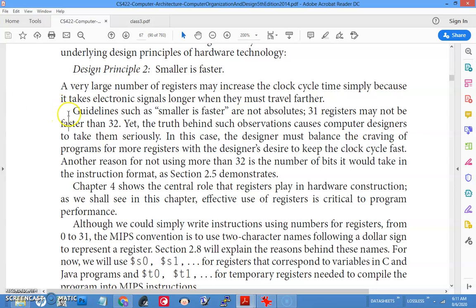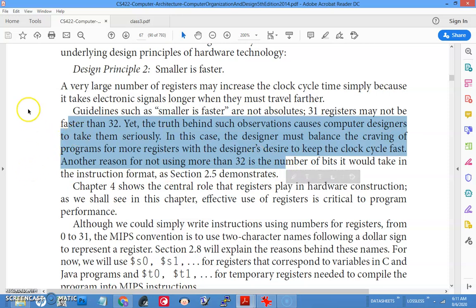So this is what they have done. The truth behind such observation causes the computer designer to take them seriously. So there is a balance. Programs always cry for more registers, but designers have to keep the clock cycle shorter by keeping smaller registers. So we will see more on this later. That's about the first design principle, which is smaller is faster.